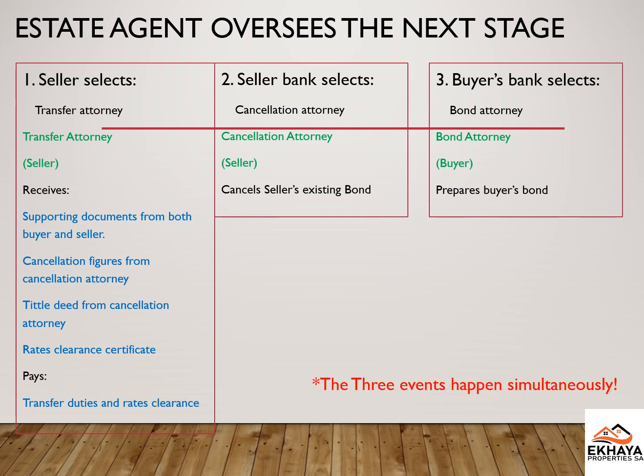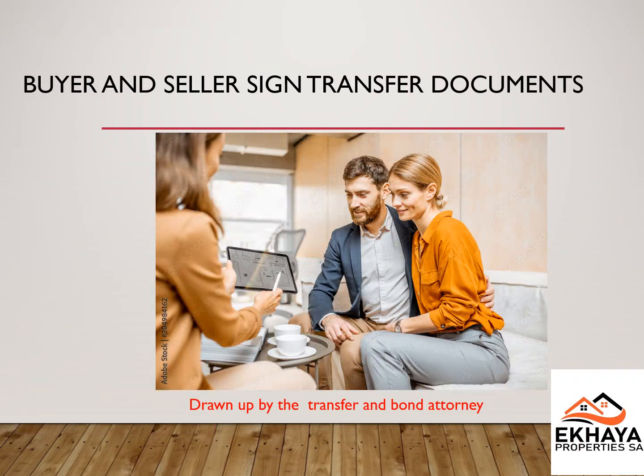He then pays the rates clearances at the municipality and the transfer duties at SARS. Number two, the seller's bank will select the cancelling attorney, as we already explained. This cancelling attorney is cancelling the existing bond. Number three, the buyer's bank, the one that granted him the loan, will select the bond attorney. He prepares the buyer's bond and registers it with the bank. Buyer and seller will then sign the transferring documents. These documents are drawn up by the transfer and bond attorneys.